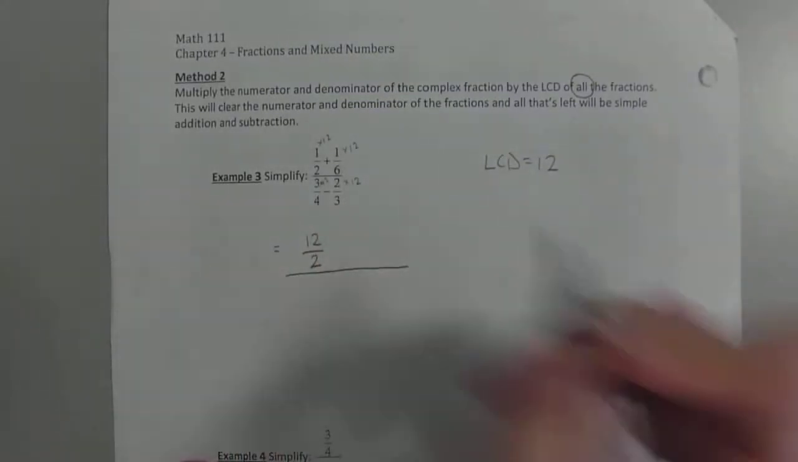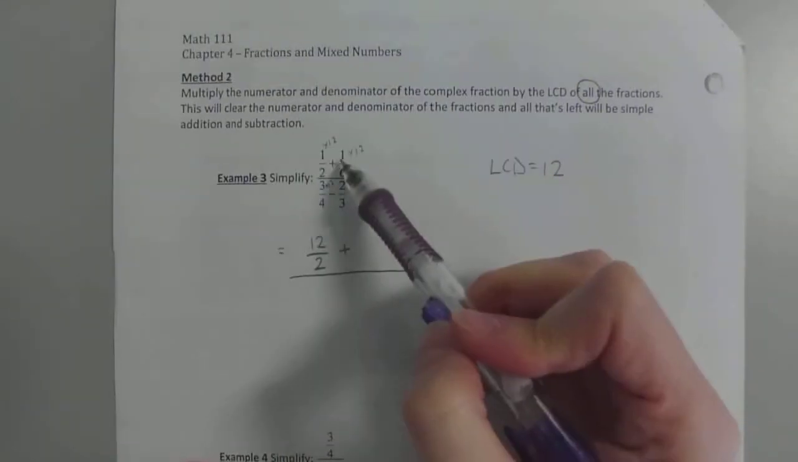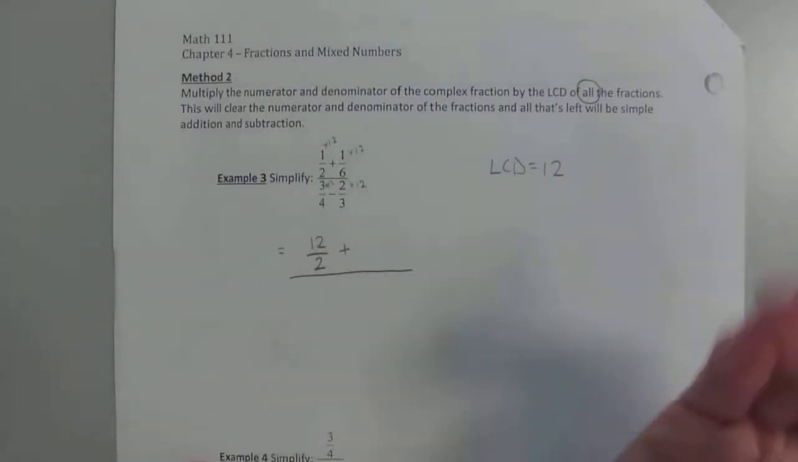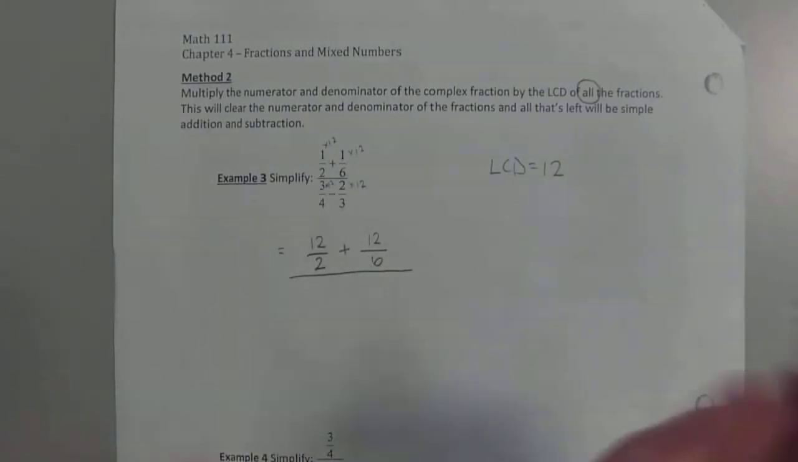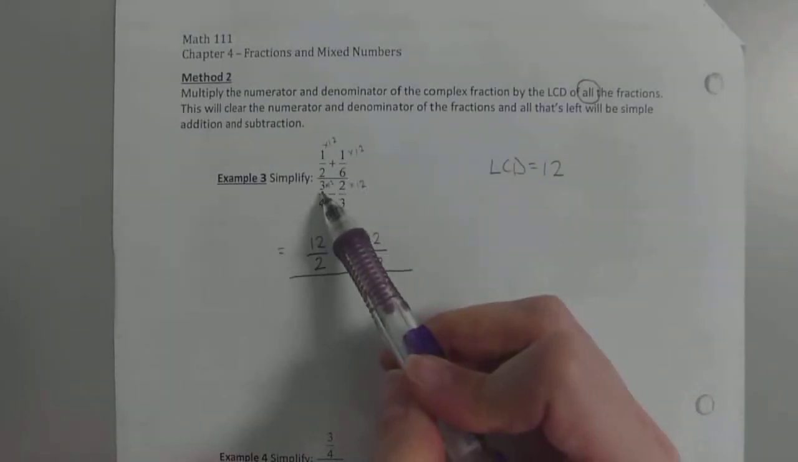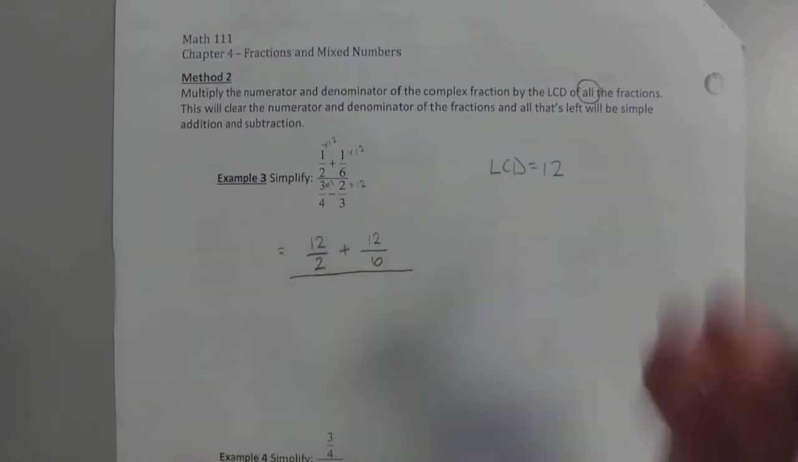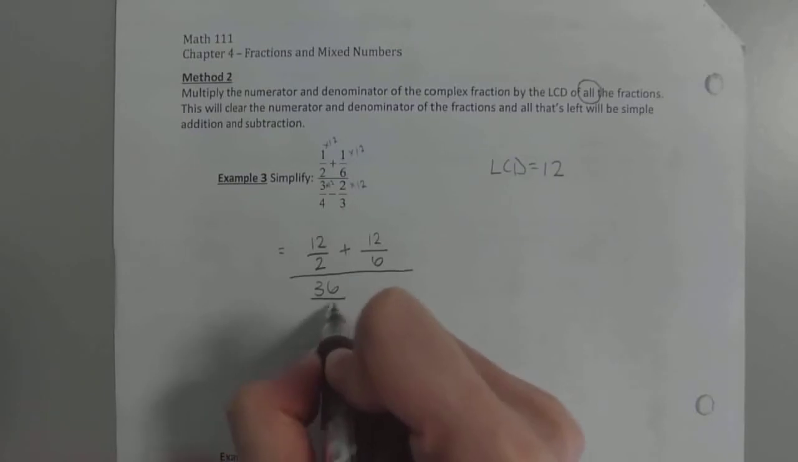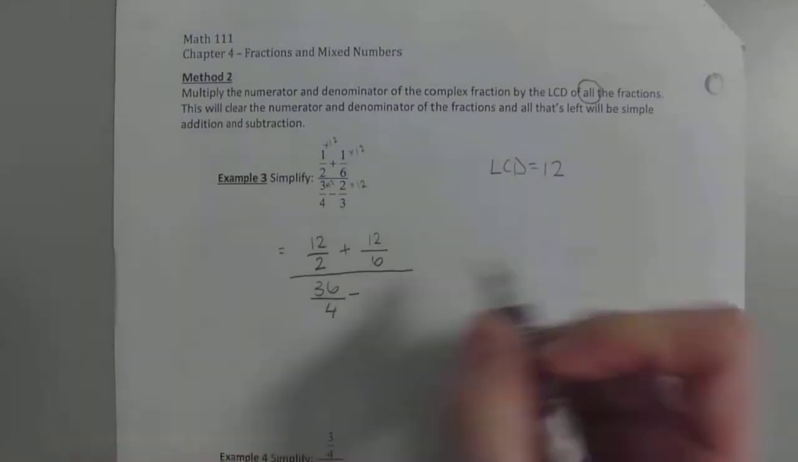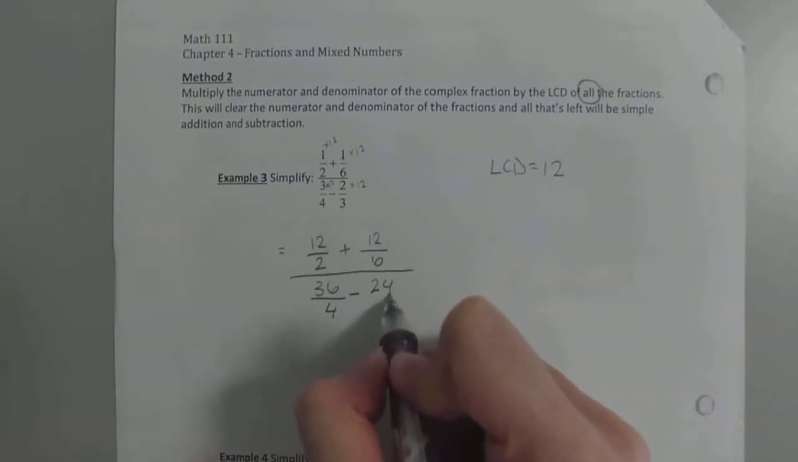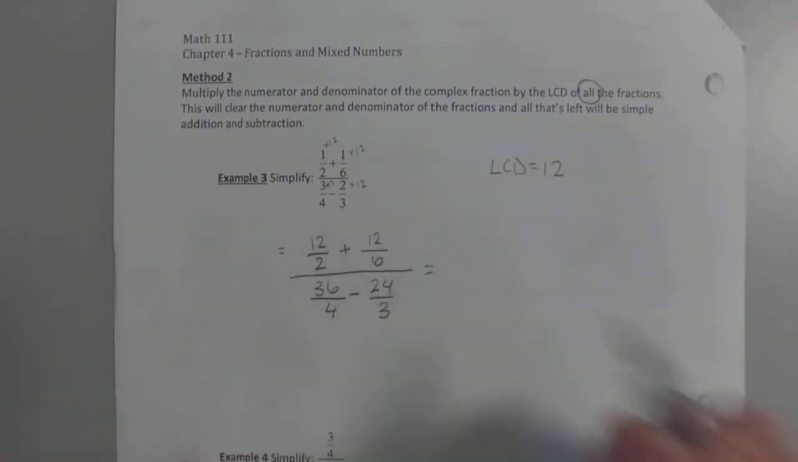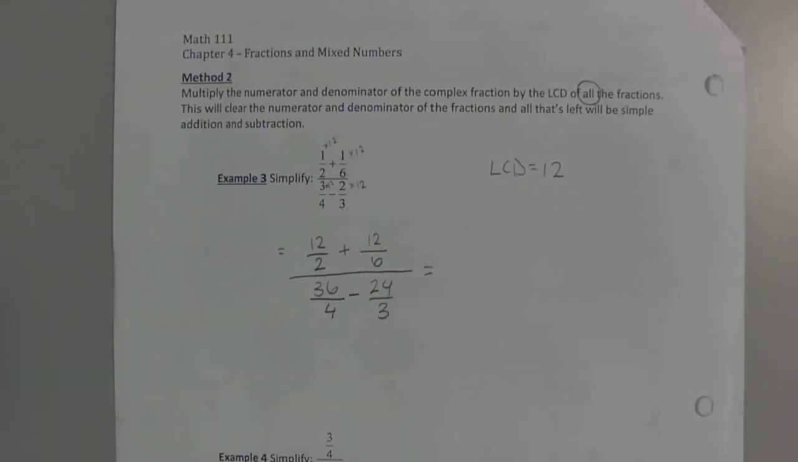What was the first numerator? 1. What's 1 times 12? 12. So that will just be 12 over 2. What was the second numerator? 1. So what's 1 times 12? 12. So that's 12 over 6. Down at the bottom, what was the third numerator? 3. So what's 3 times 12? 36. So that's 36 over 4. And then the fourth numerator, 2 times 12 is 24, and that's over 3.